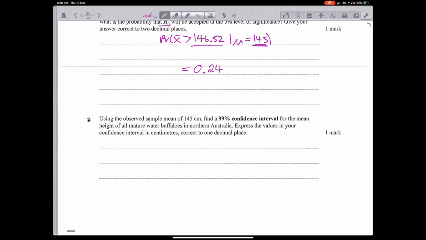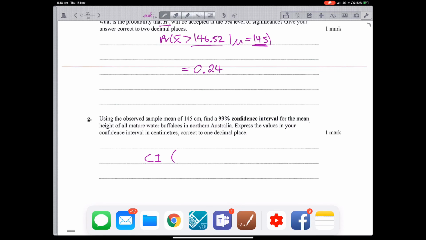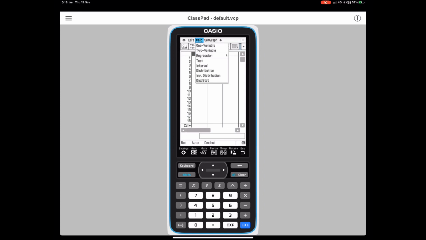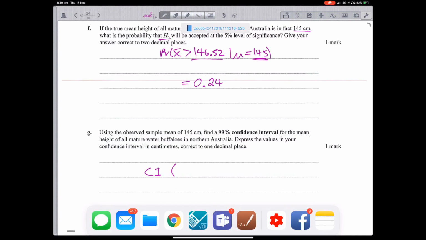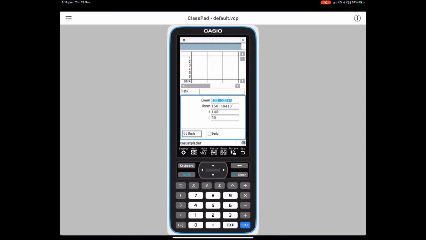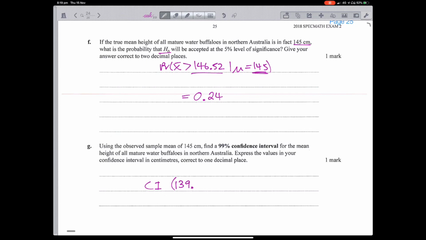Using the sample mean, 145, find a 99% confidence interval for the mean height of all mature water buffaloes. Express your values in a confidence interval. Okay, so my confidence interval, 99, 145. So statistics, calc, interval, 1 sample Z, confidence level is 99, sigma is 15, X bar, what did it want us to use in this one? 145, and N is 50. Okay, how many decimal places? 1 decimal place. So 139.5 and 150.5.